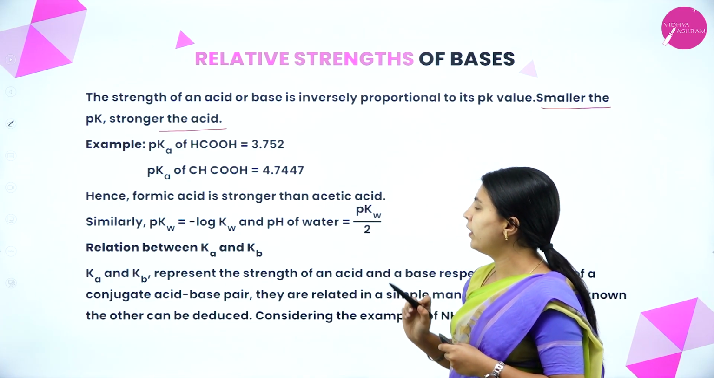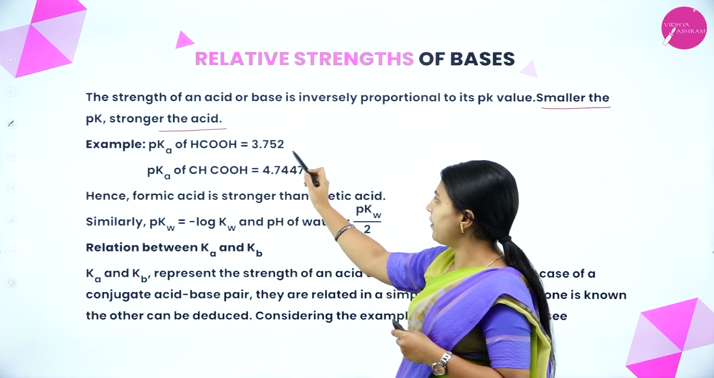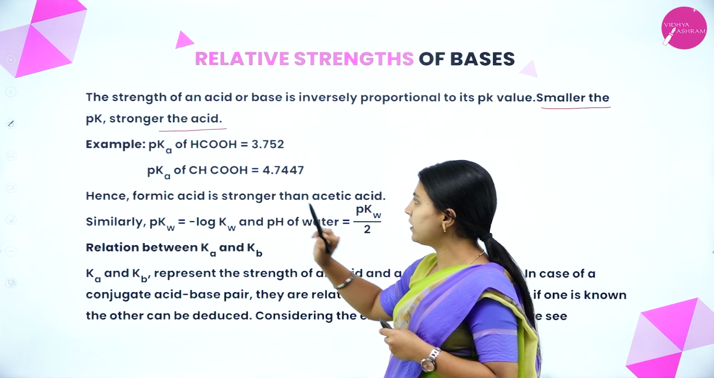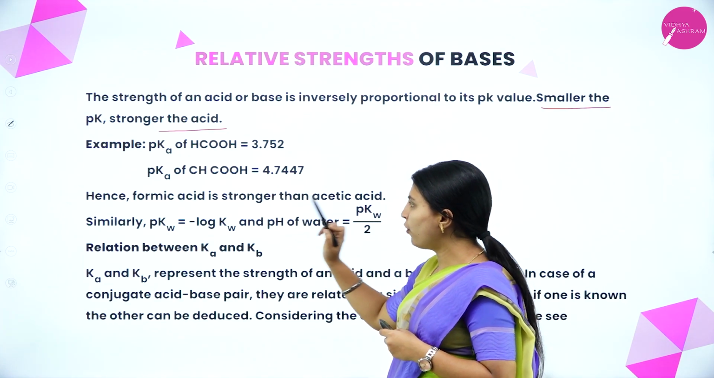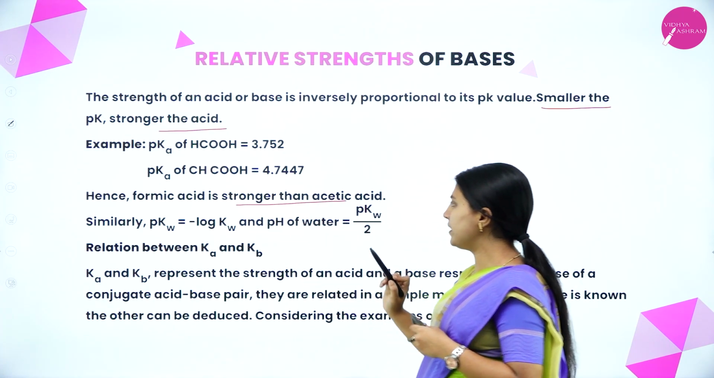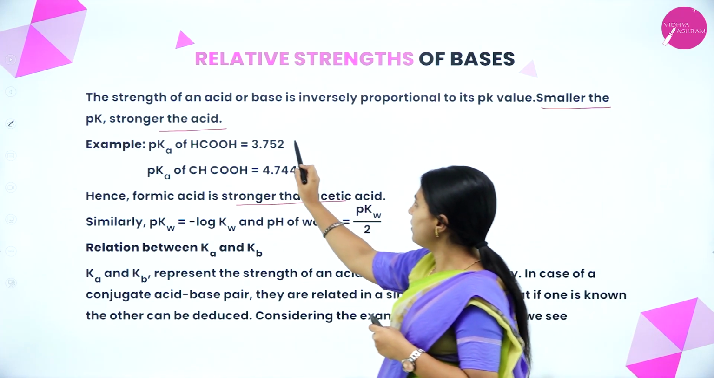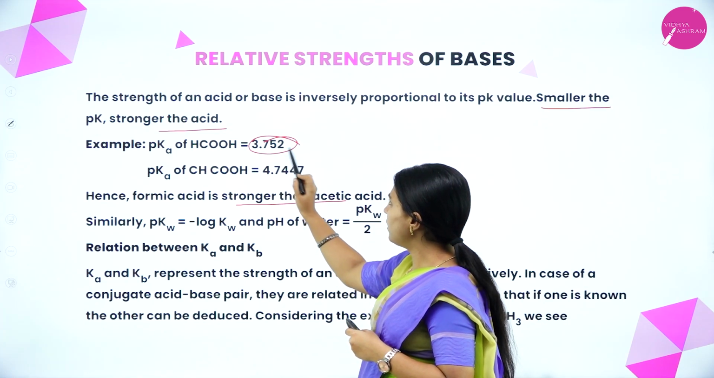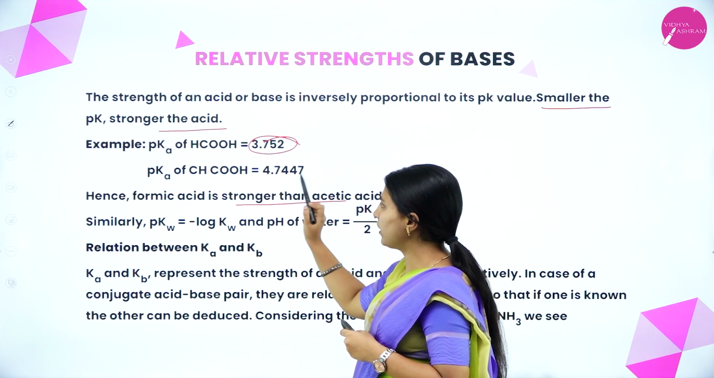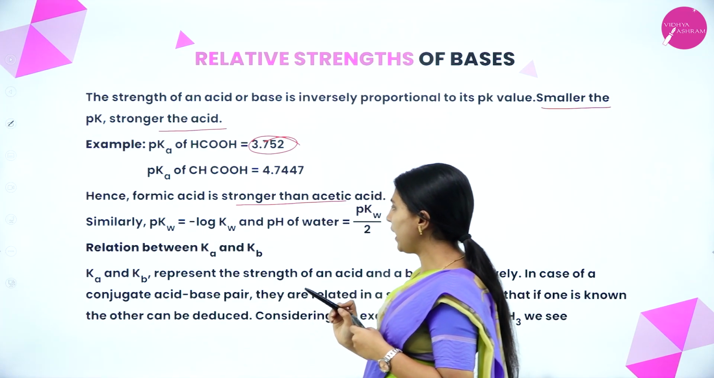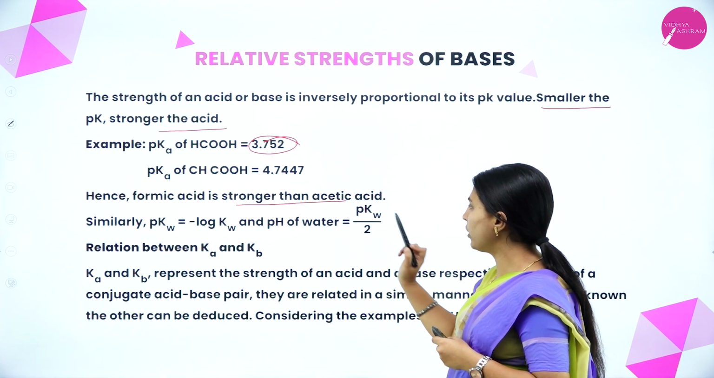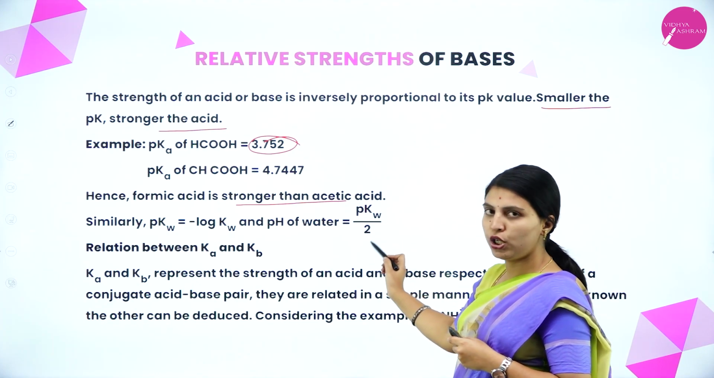Example: pKa of formic acid is 3.752 and pKa of CH3COOH is 4.7447. Hence, formic acid is stronger than acetic acid. This value is the pK value; this is lesser than this, but it is stronger than this. Similarly, pKw equals minus log Kw, and pH of water will be pKw by 2.